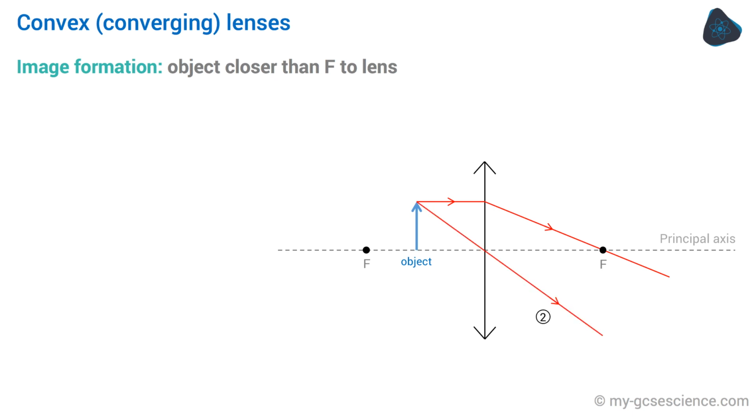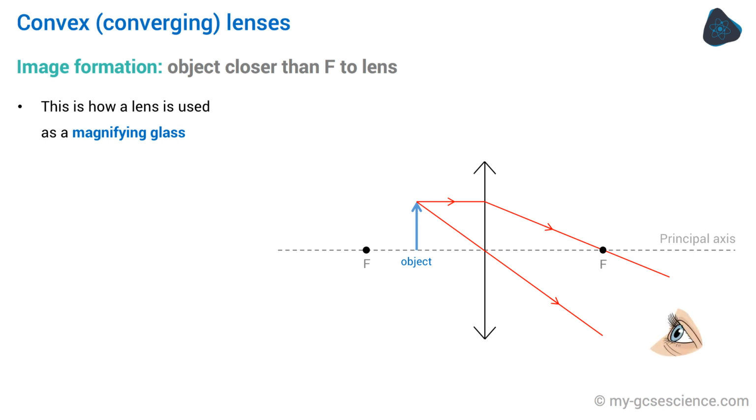This time, something strange has happened. As the rays travel to the right, they're actually getting further apart. Does this mean that no image is formed here? Well, not exactly, because this is how a convex lens is used as a magnifying glass.